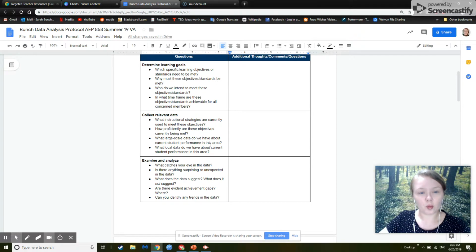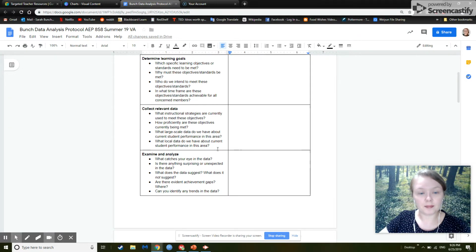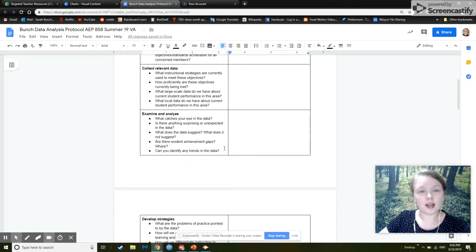And then 4th, what local data do we have about current student performance in this area? So in our individual classrooms, actually at our university, what data do we have about performance in the area that we're trying to tackle? 3rd is examine and analyze.